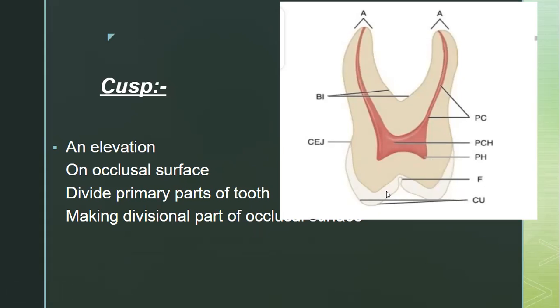Here is the elevation on the occlusal surface. This is the occlusal surface of the tooth, right? Here is an elevation. This elevation is called a cusp, which is dividing the primary parts of the tooth. It is present on the occlusal surface of the tooth.